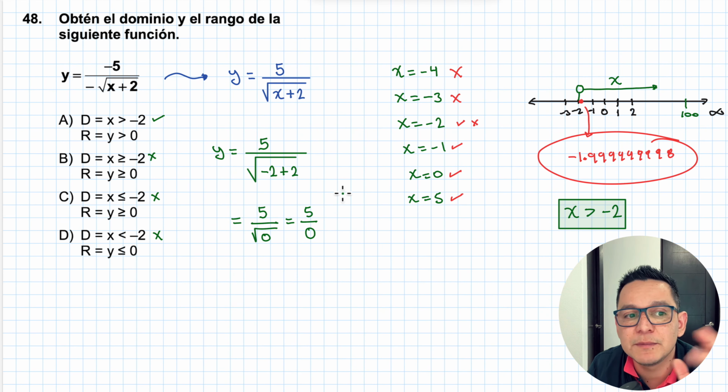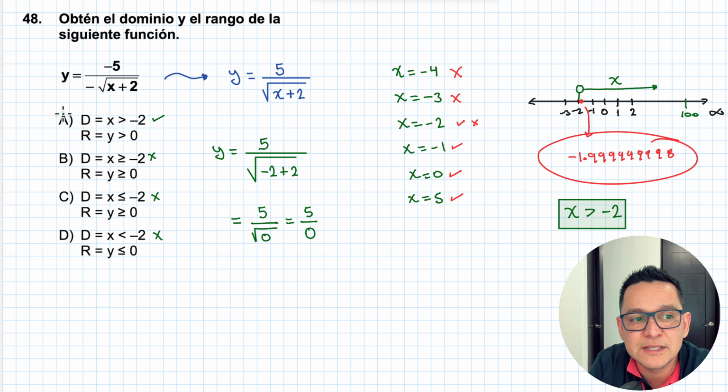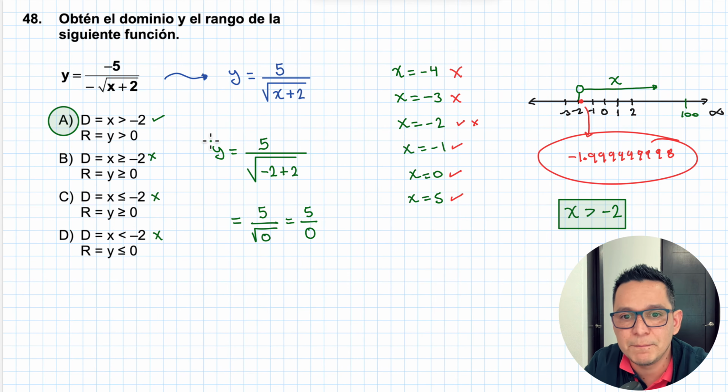Ready. With this, we would finish exercise number 48 because we've already found the domain. So we're already ruling out the others, right? But again, since you're here to learn, I'll continue with the solution to the exercise.